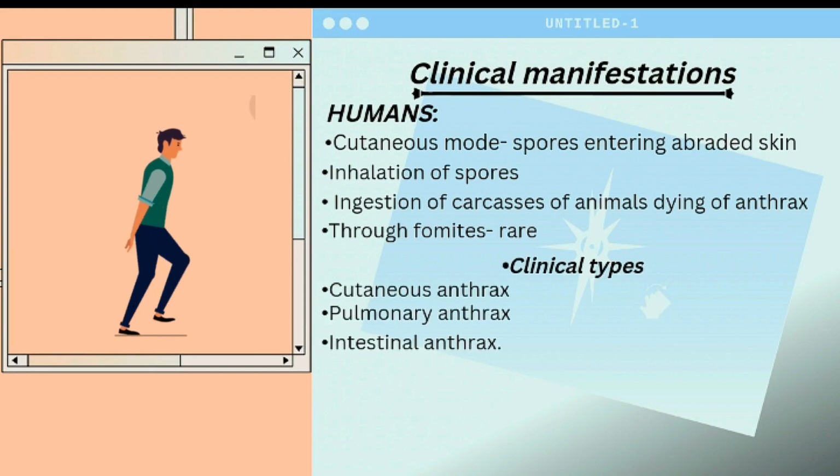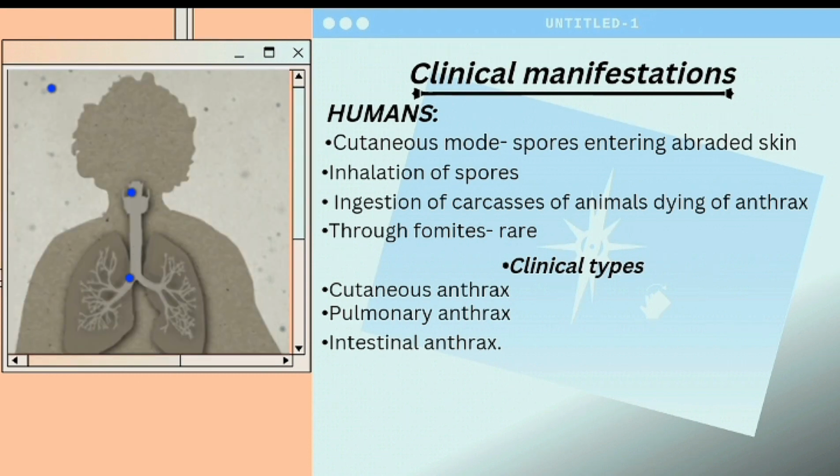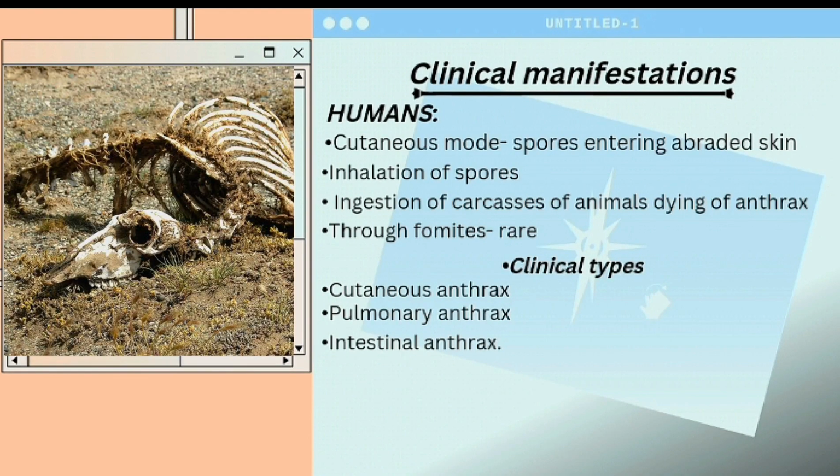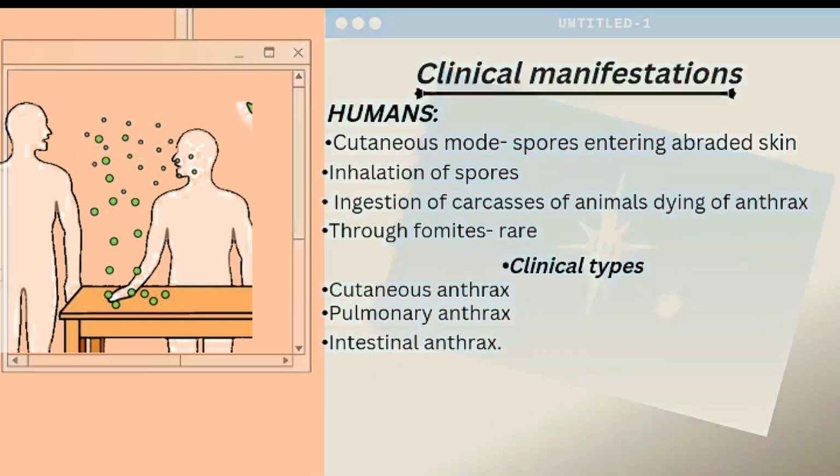So let's talk about the human anthrax. Spores of Bacillus anthracis are absorbed by skin, or you can say cutaneously, or by inhalation of spores, or ingestion of carcasses of animals dying of anthrax, or through insects, rarely. Now here are some clinical types: cutaneous anthrax, pulmonary anthrax, intestinal anthrax.